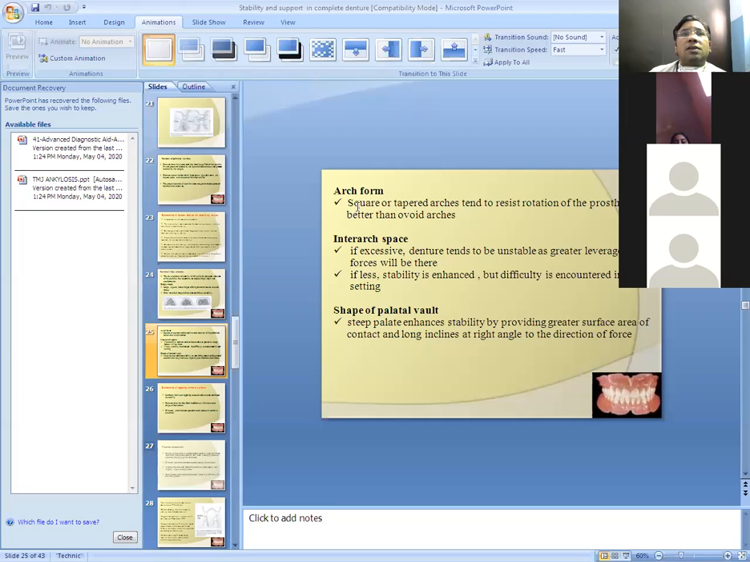Again, arch form. A square arch form has the I-beam principle effect. That is called the I-beam.